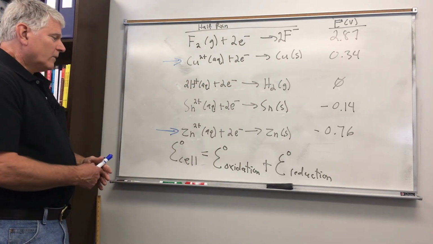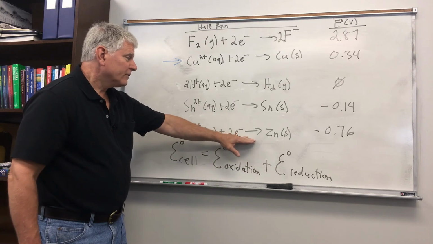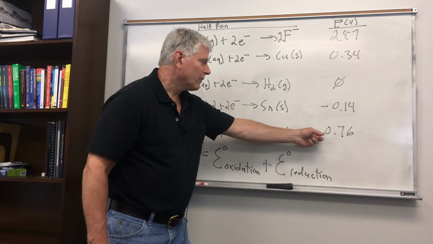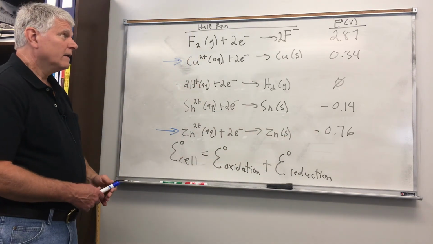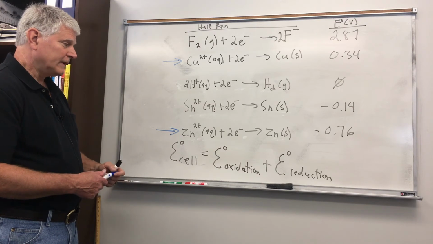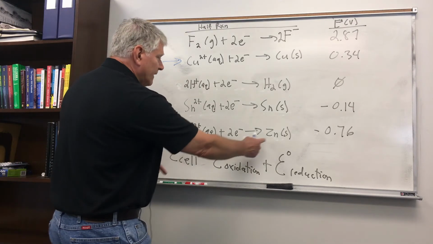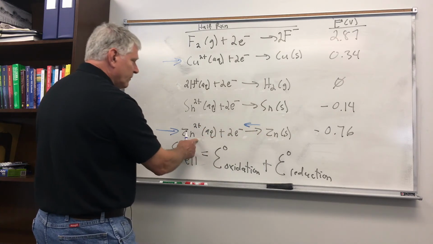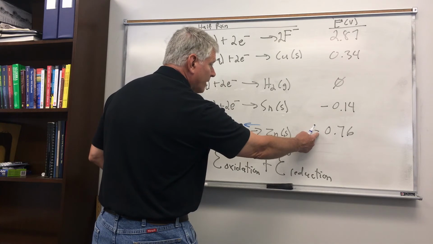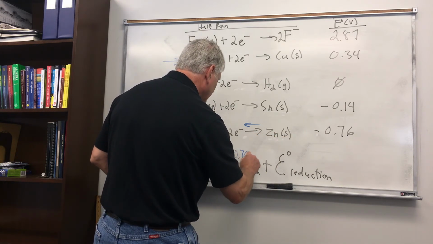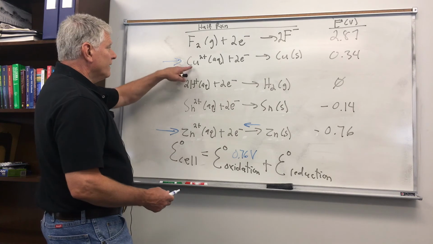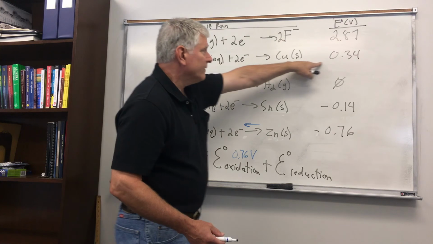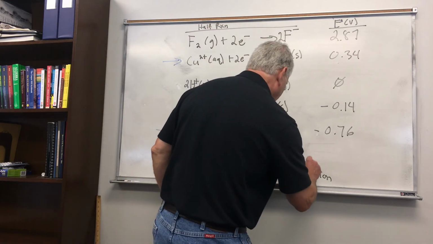So when I look at the oxidation, since this reaction is written as a reduction, I have to go backward, and so when I go backward, I change the sign of the half cell potential. So for the oxidation, I'm going backwards. Zinc's going to zinc 2 plus, and so I write positive 0.76 volts. And then for the copper reaction, it's going as a reduction, so I use the value as is, 0.34 volts.